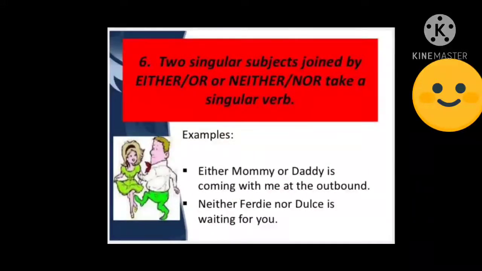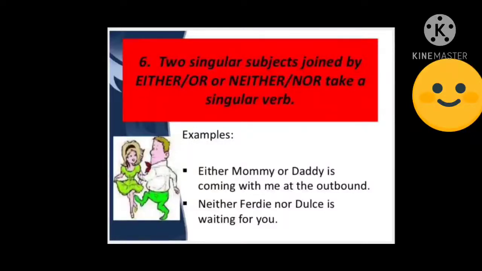Two singular subjects joined by either or, neither nor take a single verb. When the subject of a sentence begins with either or, neither nor, we usually go with a singular verb. Example, either mummy or daddy is coming with me at the outbound. That means both are not coming, one of them. Either means one of the two, a selection.